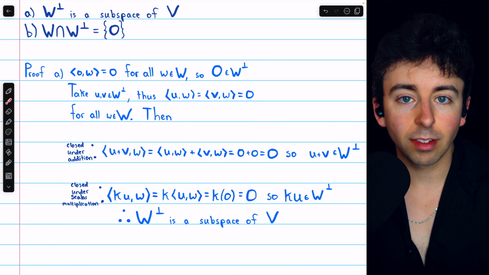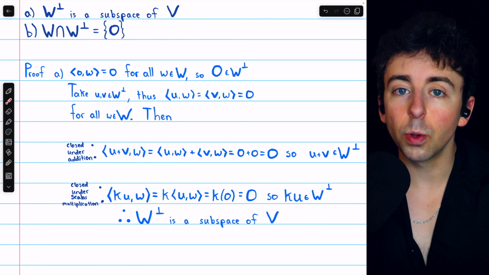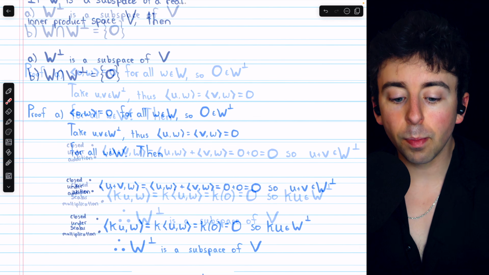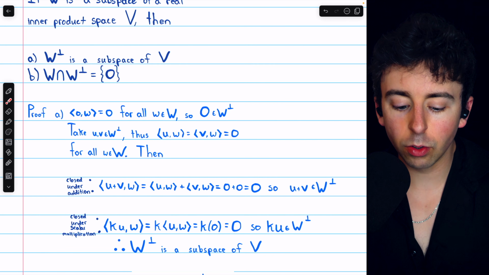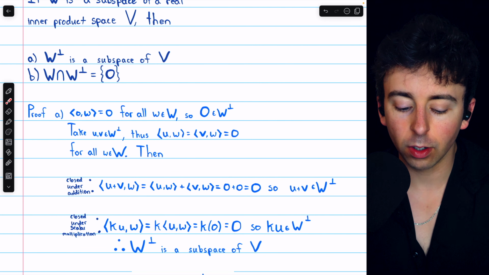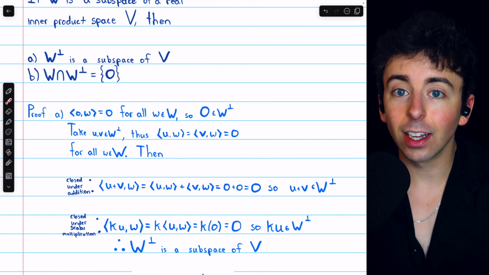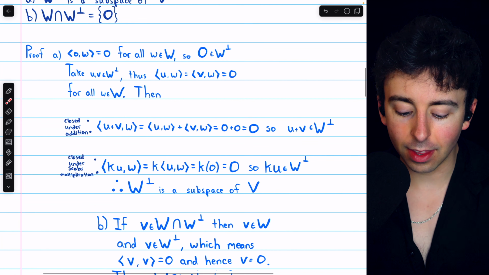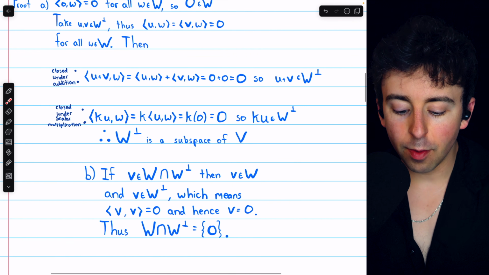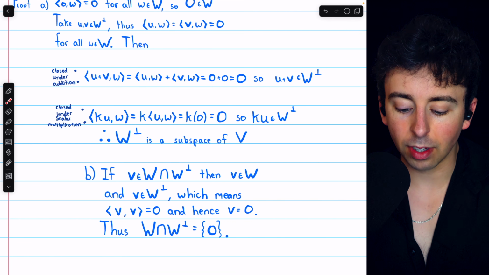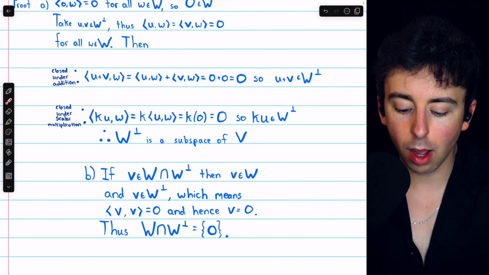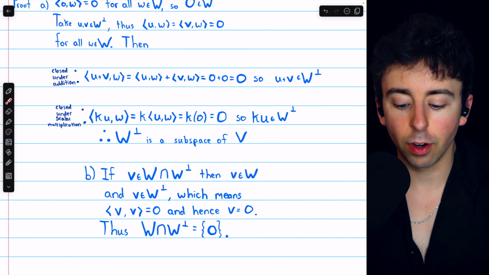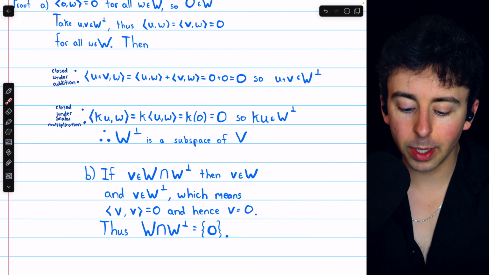So if W is a subspace of V, so too is its orthogonal complement. For part B, we want to show that the intersection of W and its orthogonal complement is the set containing only the 0 vector, and this is relatively easy. If V is a vector that's in the intersection of W with its orthogonal complement, then of course, by definition of intersection, V is an element of W, and V is an element of the orthogonal complement.